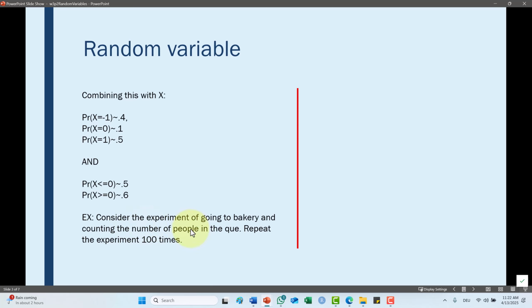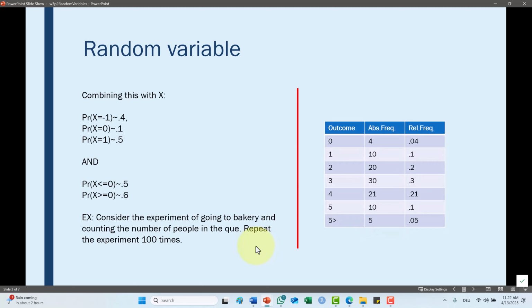Next, we consider the experiment of going to a bakery somewhere near where we live, and count the number of people in the queue waiting in front of us. And we repeat this 100 times. Let's say 100 days or 100 times you go to the bakery, depending on how many times you go there per day. You observe no people waiting 4 times, 1 person 10 times, 2 persons waiting 20 times, 3 persons waiting 30 times, 4 persons waiting 21 times, 5 persons waiting 10 times, and more than 5 persons waiting in the queue 5 times.